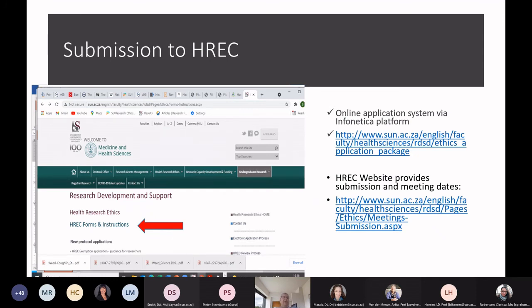So on the landing page of the SU HREC, you will find that your first port of call is all the forms and instruction, and you will see that there is a section for new protocol applications. And it's as easy as just putting in SU HREC, and you will be taken straight to this landing page.